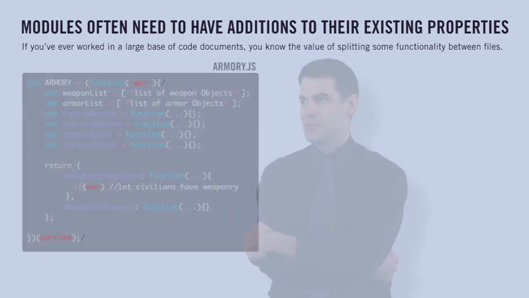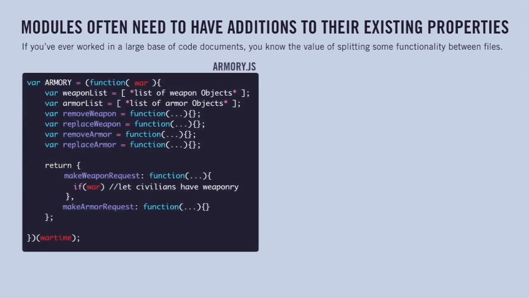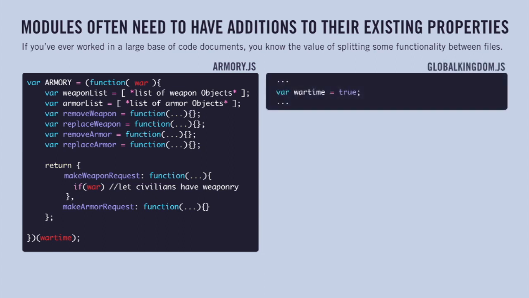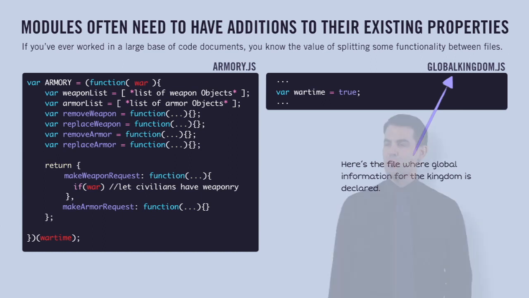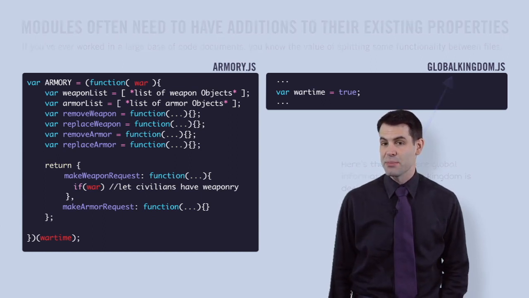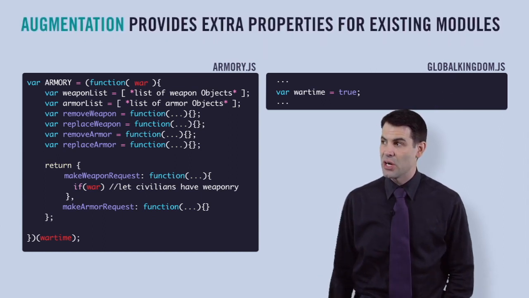between many files. So here in our armory.js file is all that code that we built in the last two sections, where the armory module is. Over here, we'll have globalkingdom.js, where all of the behavior globally for the kingdom is kept, and there you can see our global variable wartime with the truth value, signaling we are at war. Now, providing extra properties for existing modules can be done through a process called augmentation.